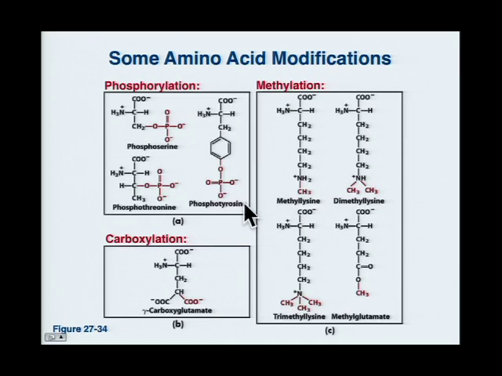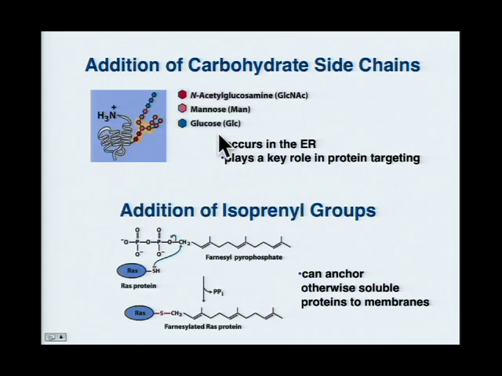I mean, this goes on. There's literally hundreds and hundreds of different ways you can slice and dice modifications of these amino acids post-translationally. We've looked a lot at glycosylation, adding glycosyl or polysaccharides to various amino acids. We know this occurs in the ER. It's important in targeting and providing unique epitopes on proteins that are exposed to the surface, the outside environment.